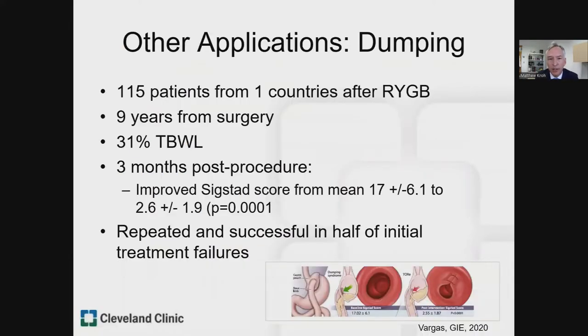Another interesting application that seems to be successful for endoluminal gastrojejunal revision is for dumping. This is a series that was published in Gastrointestinal Endoscopy in 2020, looking at patients that were relatively far out from Roux-en-Y gastric bypass, showing significant improvement in their dumping scores before and after endoluminal revision. And they also commented that this could be repeated if there was an initial treatment failure.